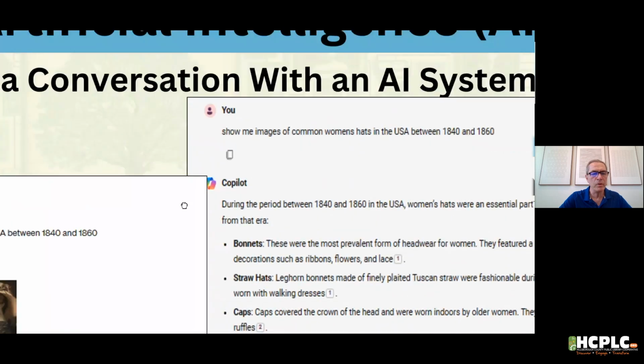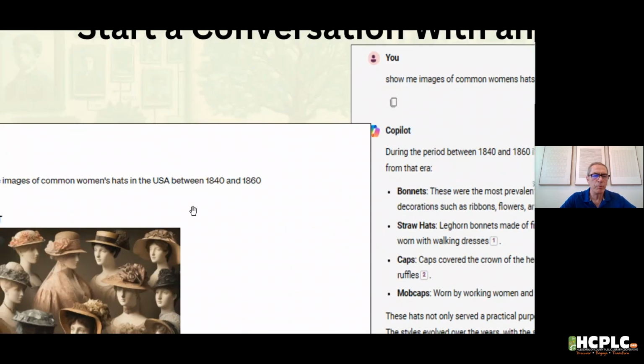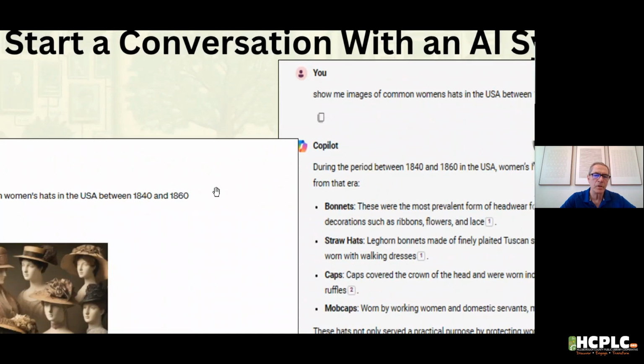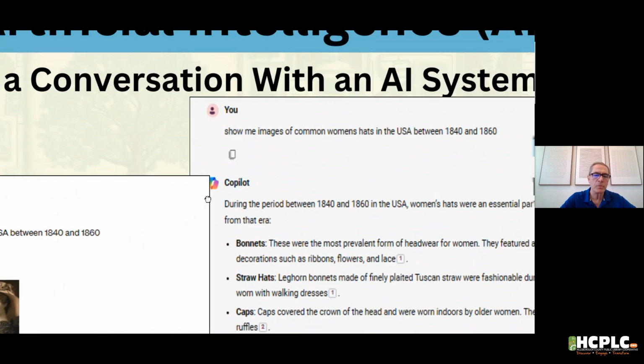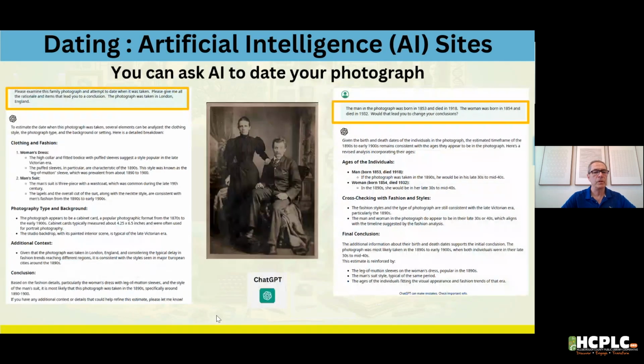And typically when you're dating photographs, it's probably better to use Google search or Bing search to do it this way, because then you can decide what's right or wrong. The way we should use artificial intelligence is having a conversation. And I want to show you a typical conversation. And this is a photograph now. We'll see this a little bit later on.